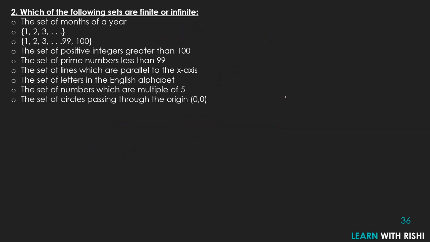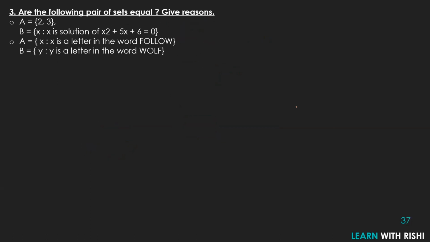Question number 3. Are the following pair of sets equal? Give reasons. So they have given us pair of sets. First question, A is equal to {2, 3}. They have already given us in the roster form. Elements are 2 and 3. Second, B is equal to set of all x such that x is a solution of x square plus 5x plus 6 equal to 0.